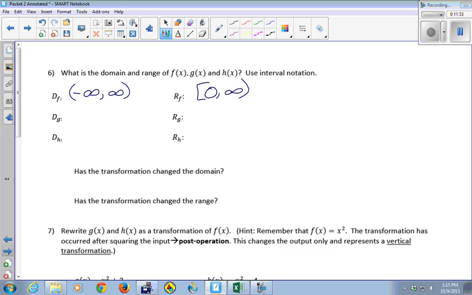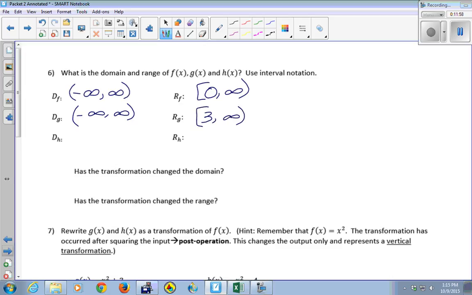All right, how about g, which was x squared plus 3? Any restrictions on its domain? No. So this is -infinity to infinity. You can plug anything you want into x squared plus 3. What's the range? 3 to infinity, yeah. The range, the smallest y value is 3, and it goes up to infinity.